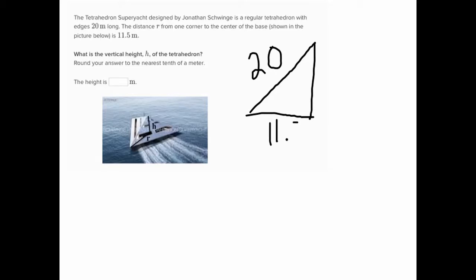Well, you can see based on this drawing that this part of the yacht will form a triangle. And I'm trying to figure out what h is. So I'm going to go ahead and redraw it where I can see it so I can get a better idea of what I'm trying to solve for. Alright, so I know, based on my information, that my edges are 20. So that means my hypotenuse is going to be 20. I also know the value of r. And r corresponds to this leg of our triangle. And I know that it's 11.5.